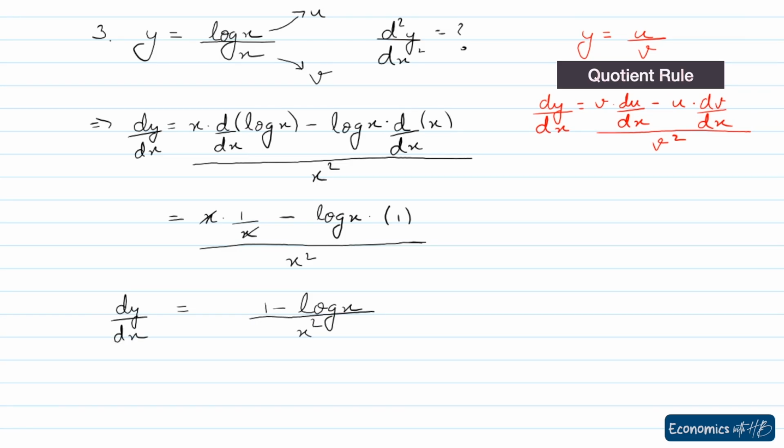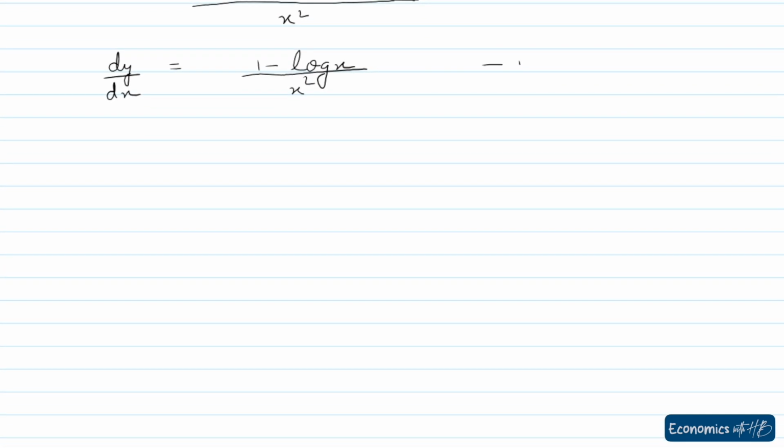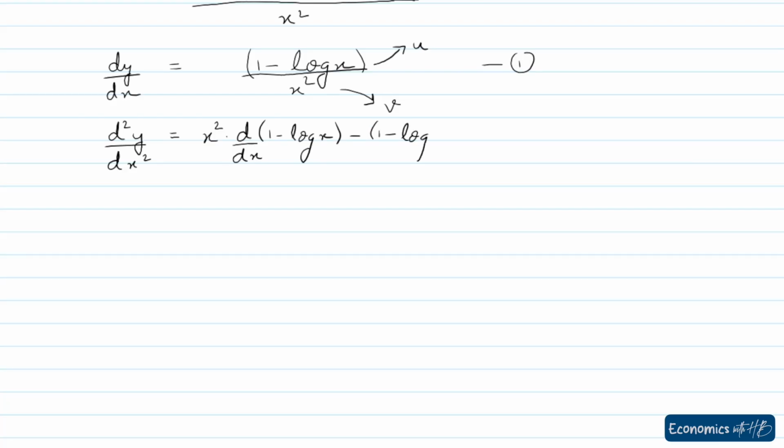Now if we see, this again is of the form u by v. So we'll again use the quotient rule here. d2y by dx square, differentiating again, we get x square into d by dx of 1 minus log x minus u into d by dx of v over v square, that is x square whole square.